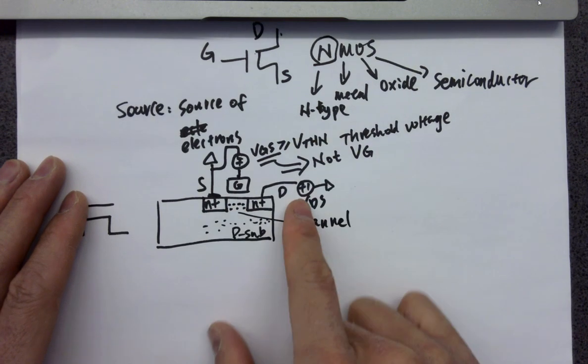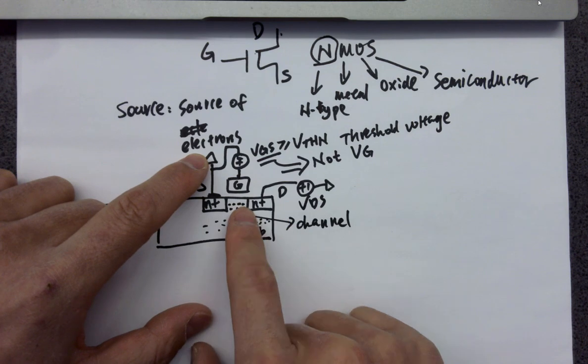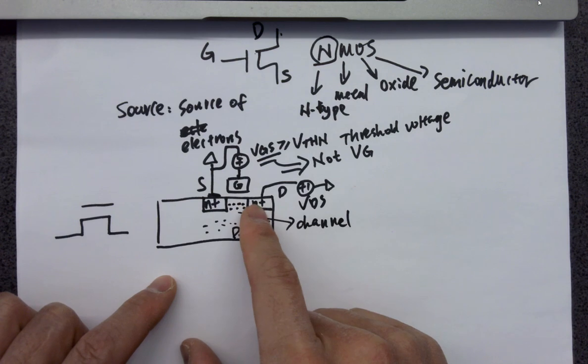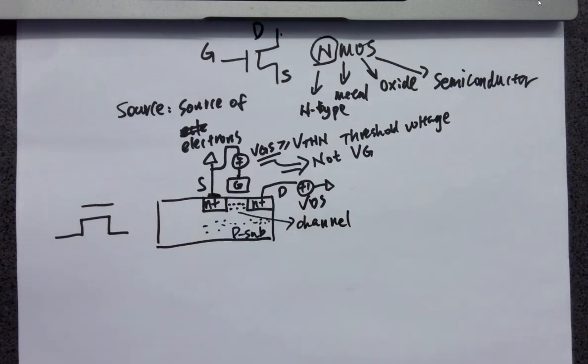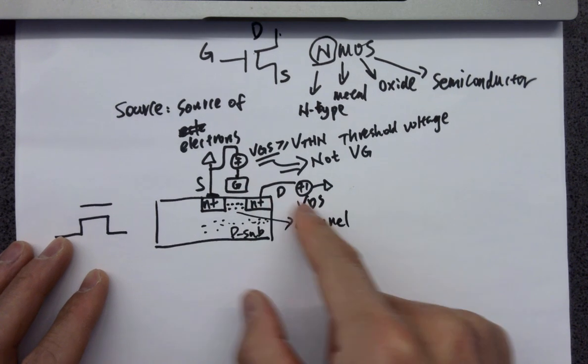Whenever you apply a VDS across D and S, this is a positive voltage over here, so it's going to attract electrons to the drain. And now it makes sense, right? So it's draining the electrons from the channel. So it's basically flowing from the source. It looks like it's from the source. So from here to here, right? So it's going to keep moving that way.